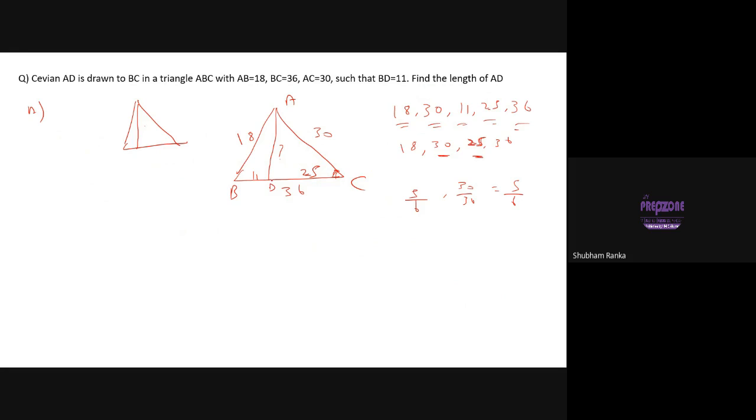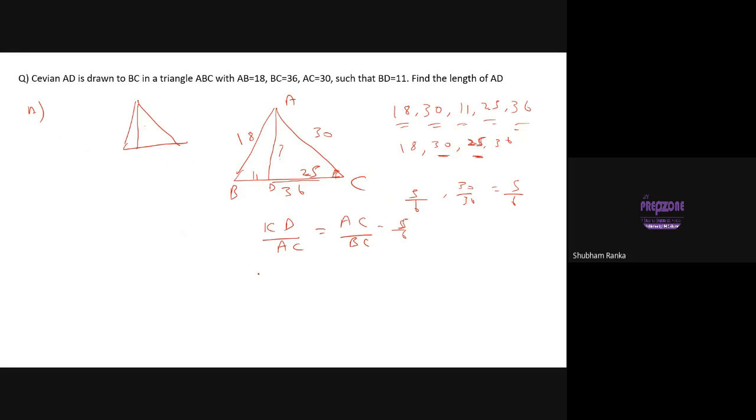So in a way, I can say that CD by AC is equal to AC by BC. This by this is equal to this by this, equal to 5/6. This is just from observation: once I figured out that this was 25, which is 36 minus 11, I observed that this is 5:6 and this is 5:6. So maybe I can construct two triangles wherein the sides are proportional.